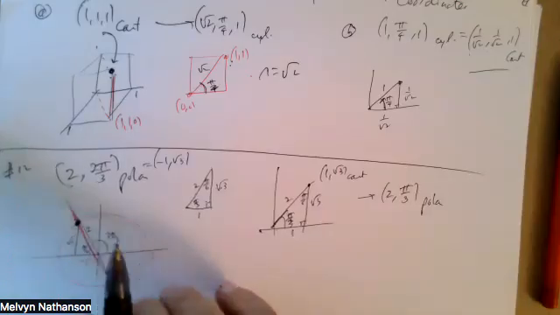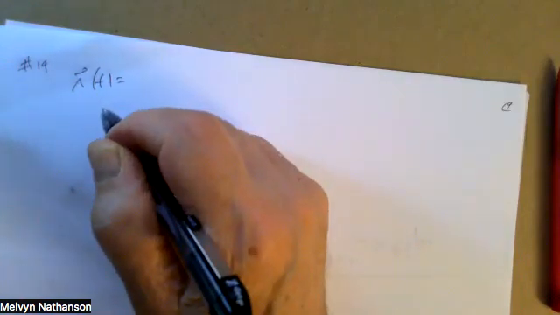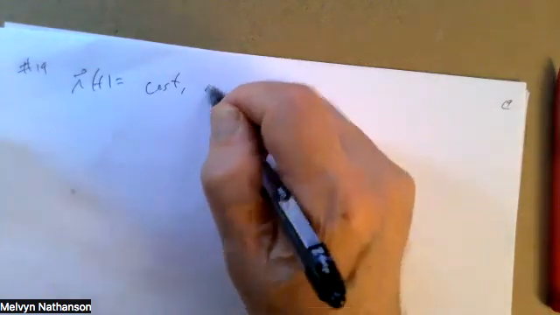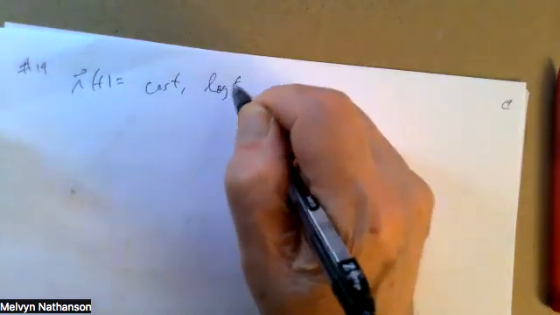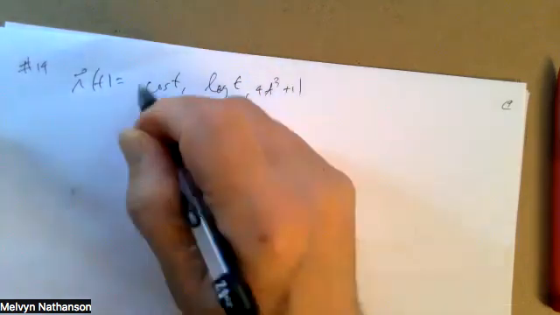Okay, then is number 14. So now we're getting to vector valued functions, which is the most important material that we're covering in this exam. So we have a vector valued function R of t: cosine t, log t, 4t cubed plus 1.